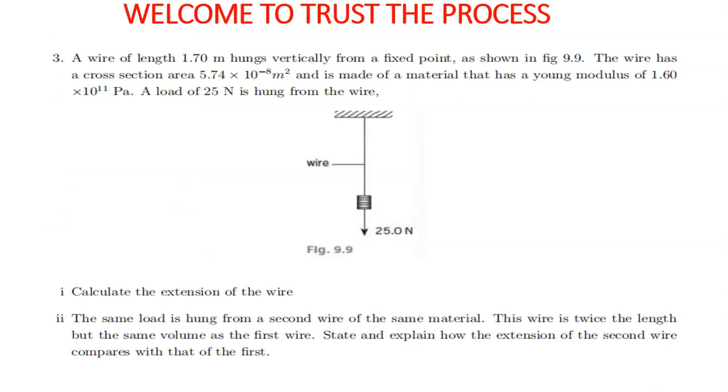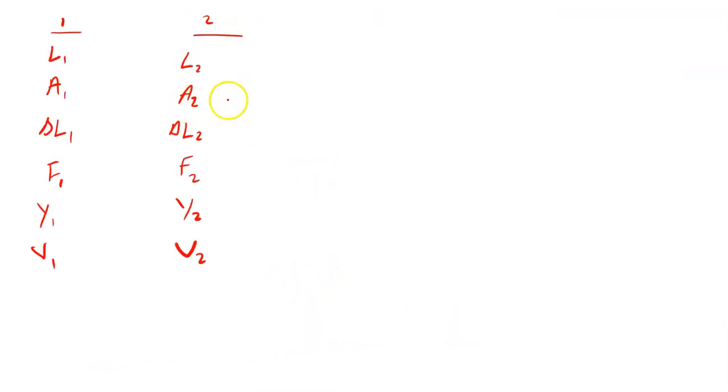So they are saying the same load is hung from the second wire of the same material. So we have got two things to note here. The same load, meaning the force is the same. And the same material, meaning we are dealing with the same Young modulus. That's what this means. The same force and the same material. Alright, so what we know about the second wire is this F2 is just going to be equal to F1, Y2 will be equal to Y1.